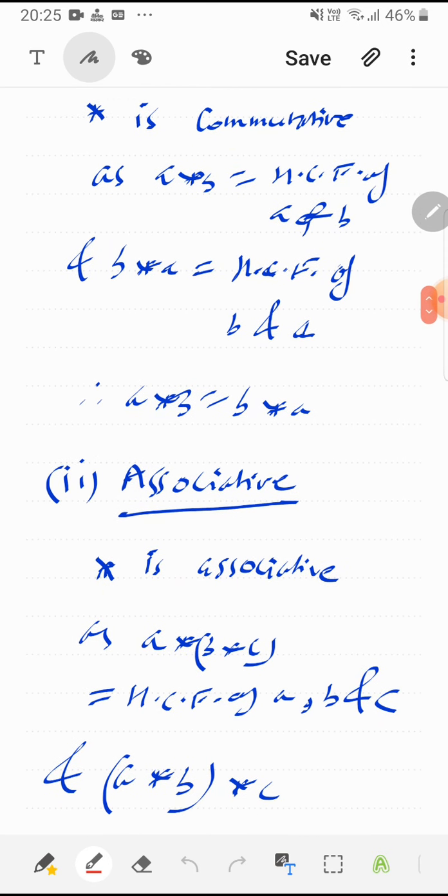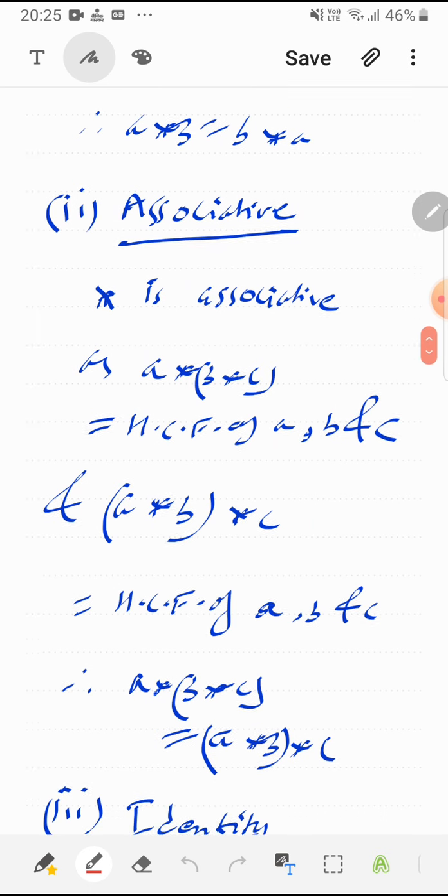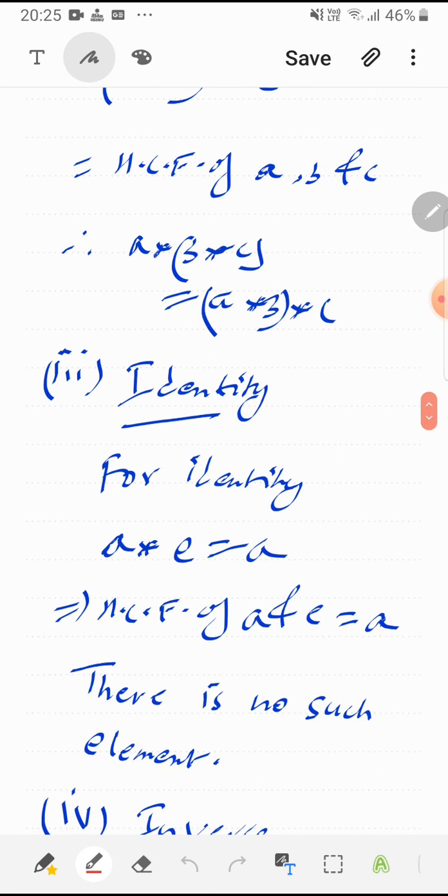Then associative. Star is associative, as (A star B) star C is equal to HCF of A, B and C, and so is A star (B star C). That means HCF of A, B and C both are the same. Now for identity, A star E is equal to A.